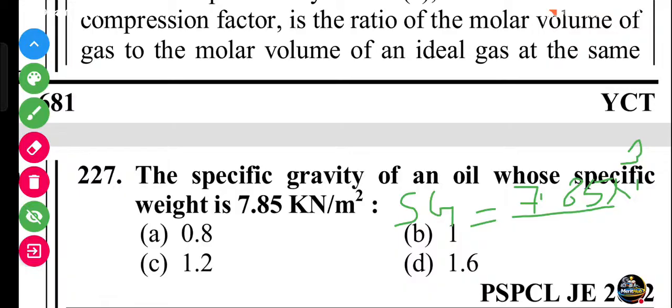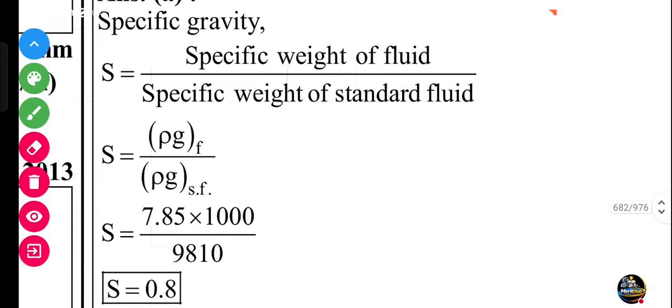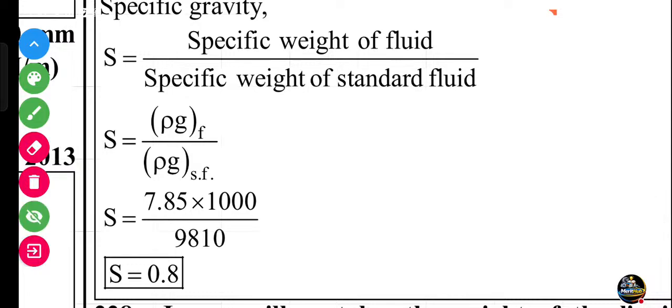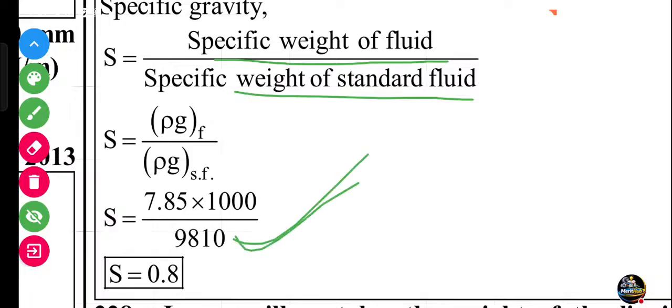And the specific weight of water is 9.81 into 1000. If you solve the equation, you will get the answer. Let's check the solution. Okay, here is the answer: specific weight of the fluid by the specific weight of the standard fluid. After solving, the specific gravity comes to 0.8.